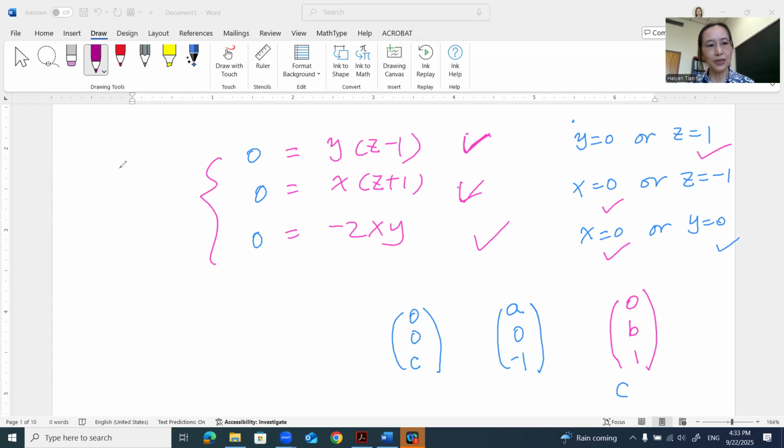So now we have found our equilibrium solutions will be solutions of these forms. Let's include the solution in a set. So any solution of this kind will be our equilibrium solutions, with A, B, and C any real numbers.